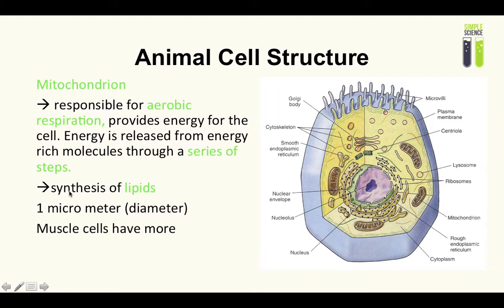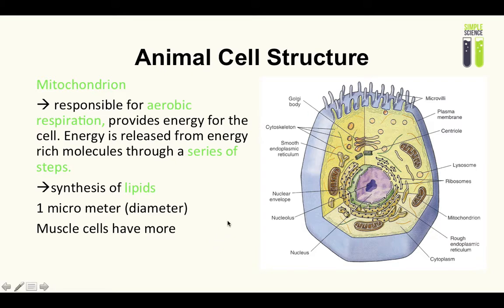The secondary function is synthesis of lipids, but this is the main function. Now, a rough estimate as to the size would be around 1 micrometer in diameter. Muscle cells, which make up your muscle tissue, will have more of these mitochondria because they require more energy.